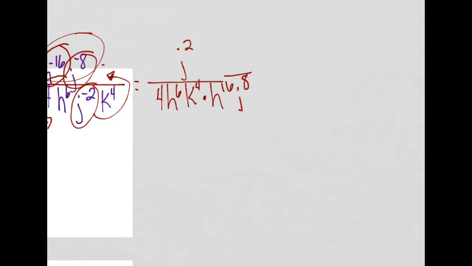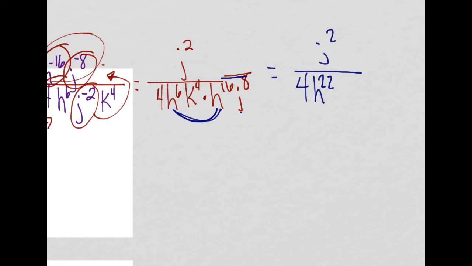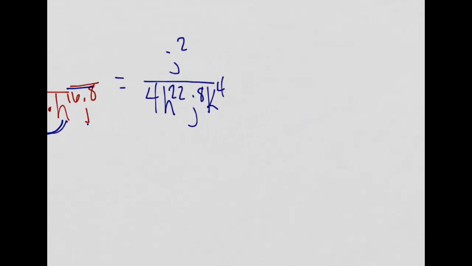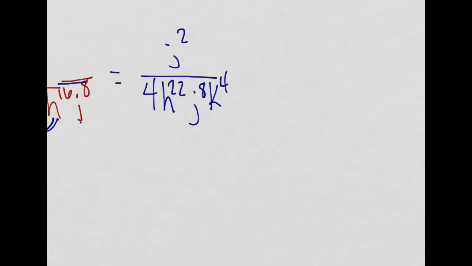Now it says I need to simplify again. So when I simplify, my j squared gets to stay. My 4 gets to stay because there's no whole number on top that's going to make it go away. I'm going to look here to my h's. I have 6 and 16 of them, so that makes 22 total h's on the bottom. I'm going to look to my j's. I have 8. And then I'm going to look to my k's. I have 4.